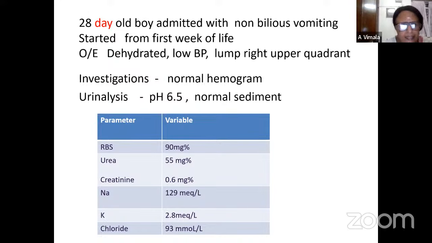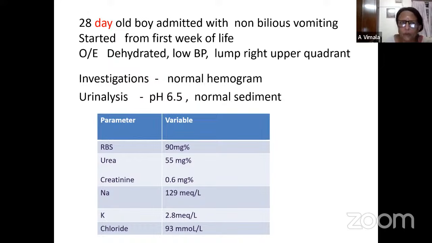Okay. This is the second case scenario. This is the story of a 28-day-old boy who was admitted with non-bilious vomiting, started from first week of life. On examination, child is dehydrated, low blood pressure. There is a visible lump in the right upper quadrant. So what is the clinical diagnosis you would like to suggest? A 28-day-old male baby getting admitted with vomiting, non-bilious, child is dehydrated, hypotensive, a visible lump in the right upper quadrant. What are the common conditions that come to your mind?